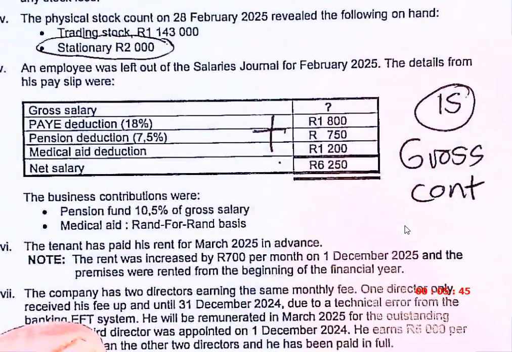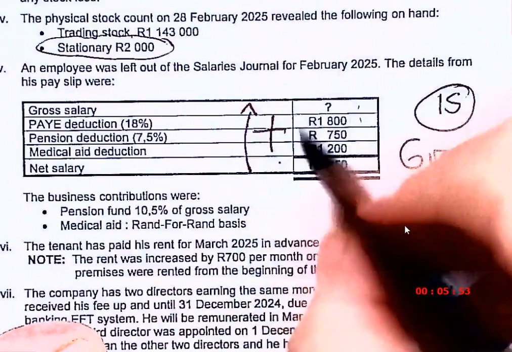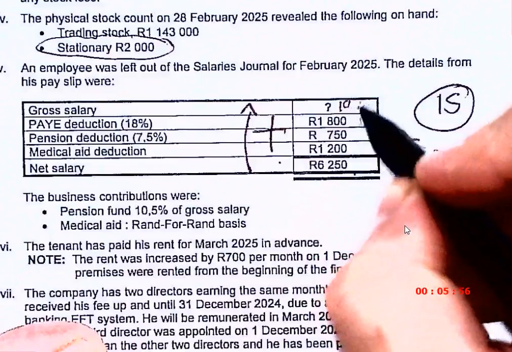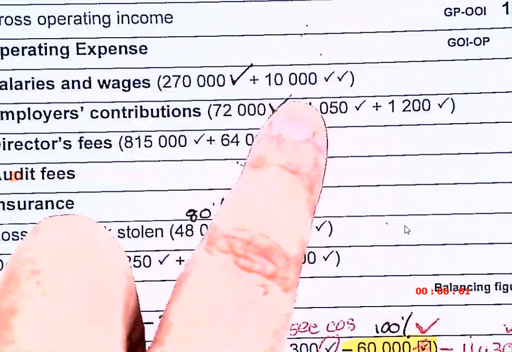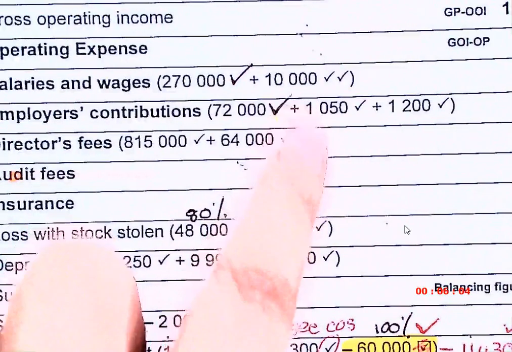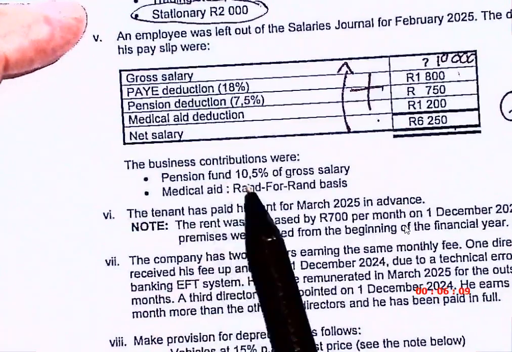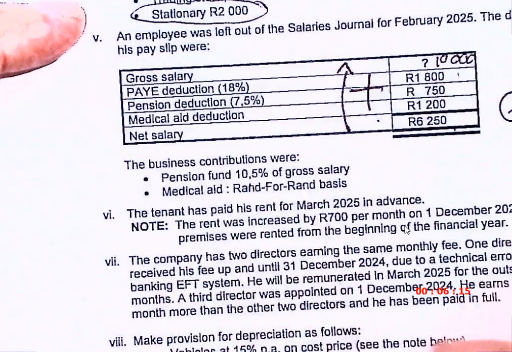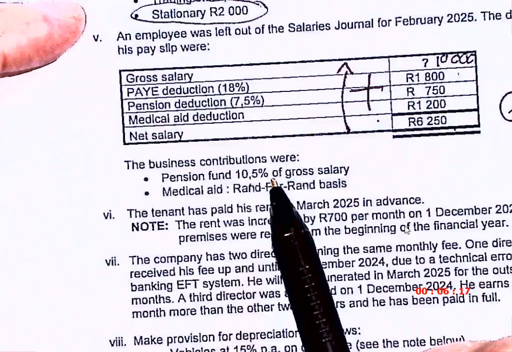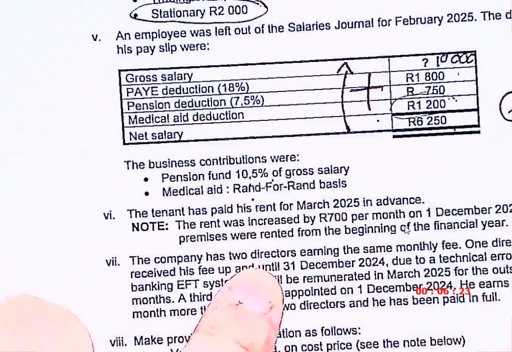Okay? I'm reversing it now. You see? Usually you say gross less deductions gives me net. But now you have to add it. And it's going to give you 10,000. Okay? And because it's grade 10 work, you get 2 or nothing. With the contributions, you have to go calculate. So let's see. They say pension fund is 10.5% of the gross. So it's 10,000 times 10.5%. That's where the 1050 comes from. And the medical aid is rand for rand, meaning exactly what they got there. Okay.